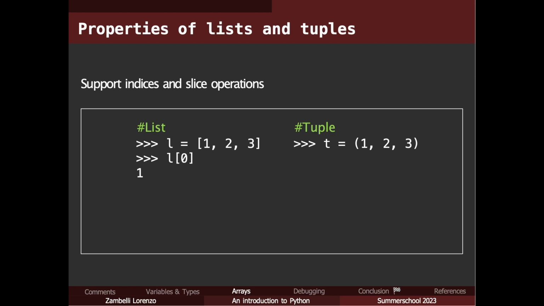We still use square brackets, and again we get 1 because it is 1. If we want to do a slice operation, so we want to make smaller arrays from our bigger ones, we just need to use the double dots, as we can see in the example.